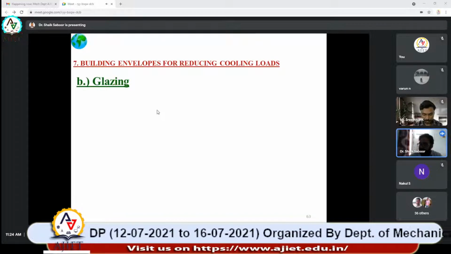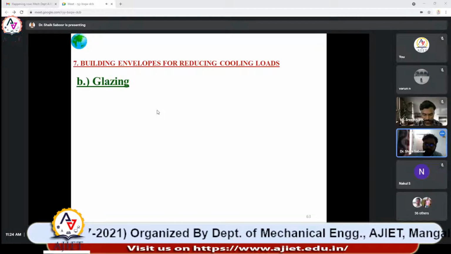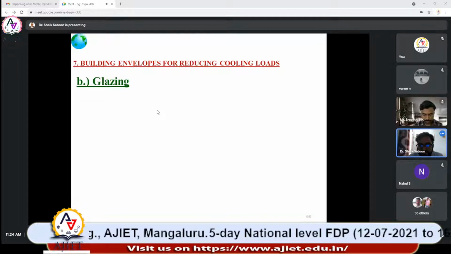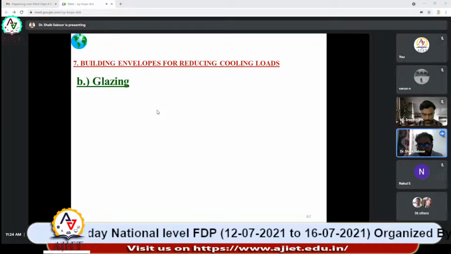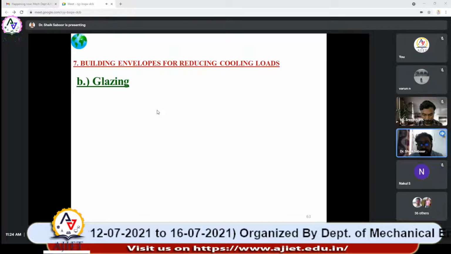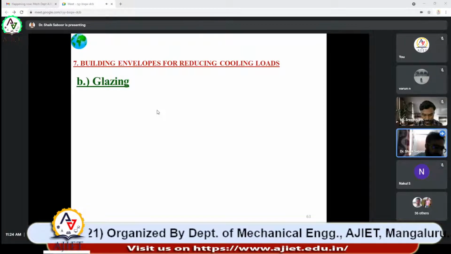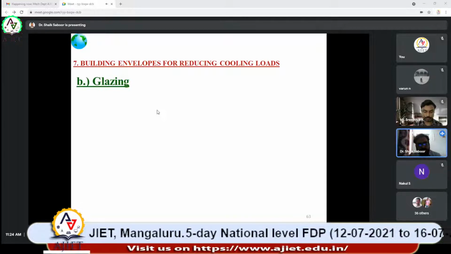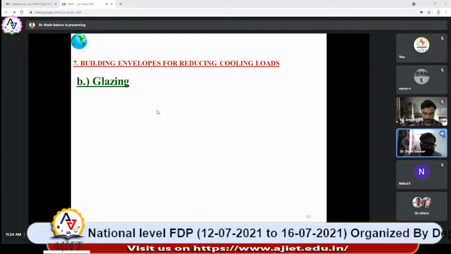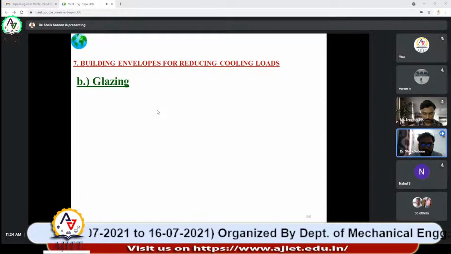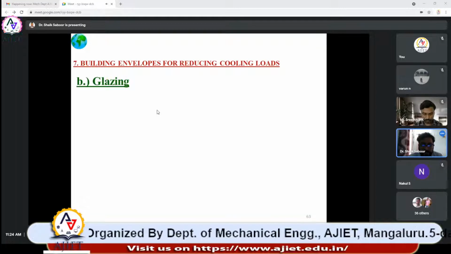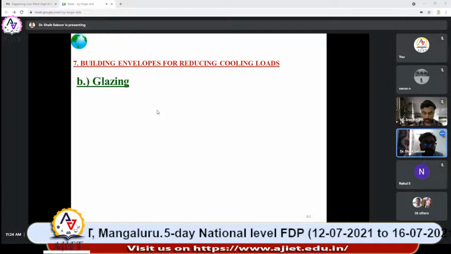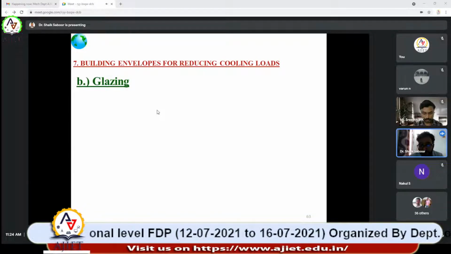If you put glazing or window glass, what happens? The solar radiation will directly enter into the room. There is no thermal mass in the glazing, okay. Directly it will enter into the building. So we need to focus very much on glazing, especially for commercial buildings, okay. Nowadays in most commercial buildings, if you go to any metropolitan city, you see all-glass buildings with air conditioners inside, okay. So when you use that much extensive glazing, it is very essential to focus on the glazing part as well, okay.